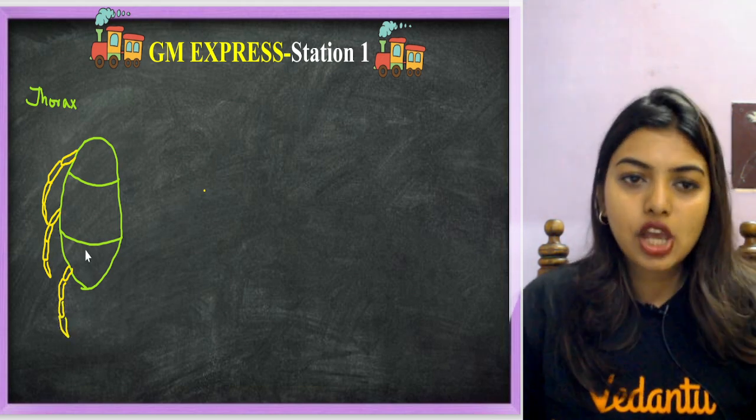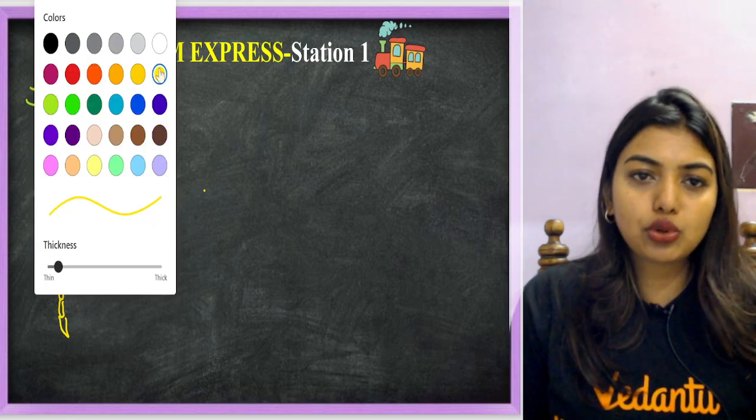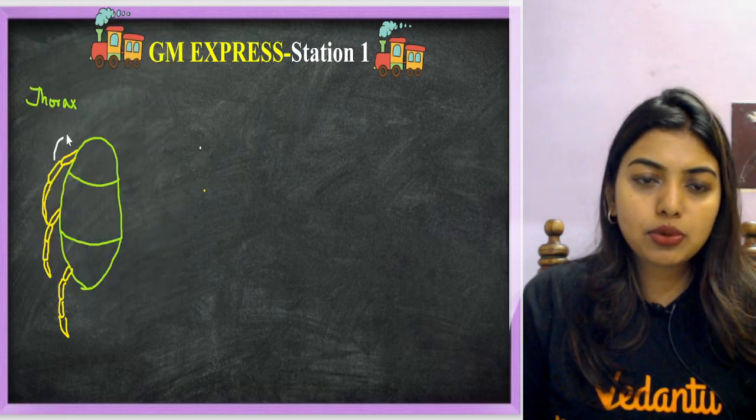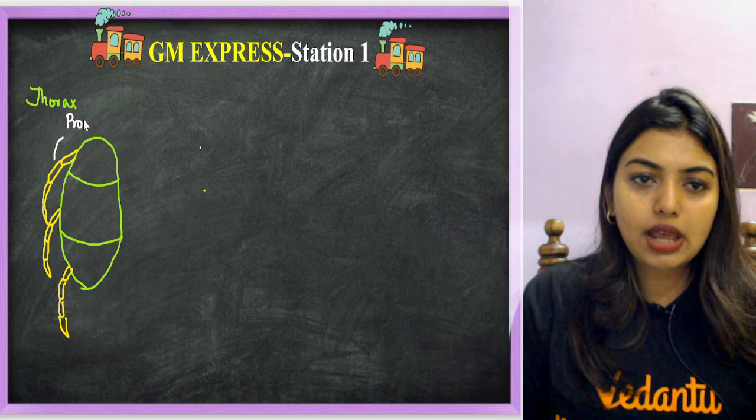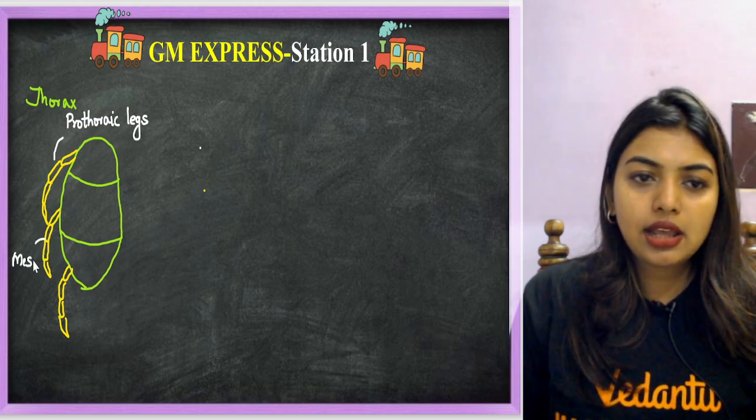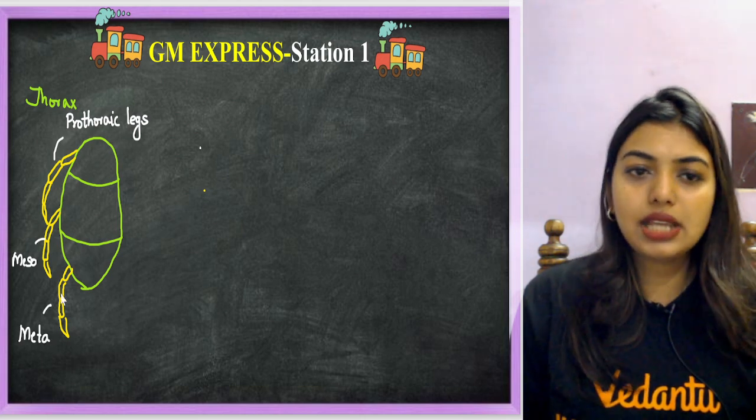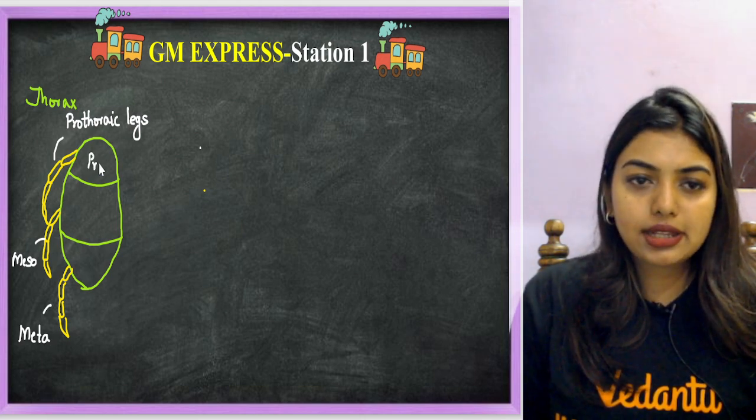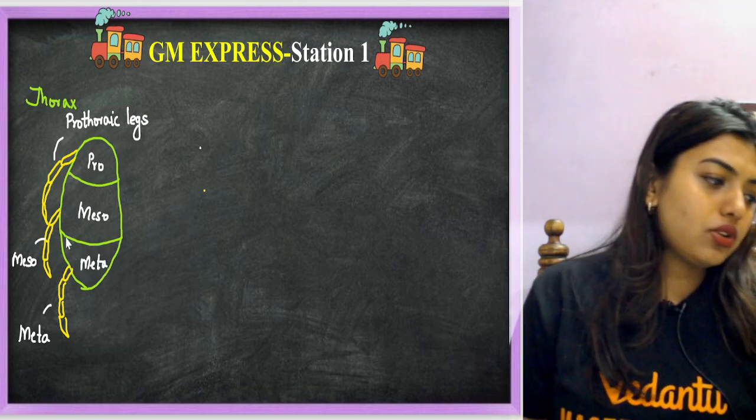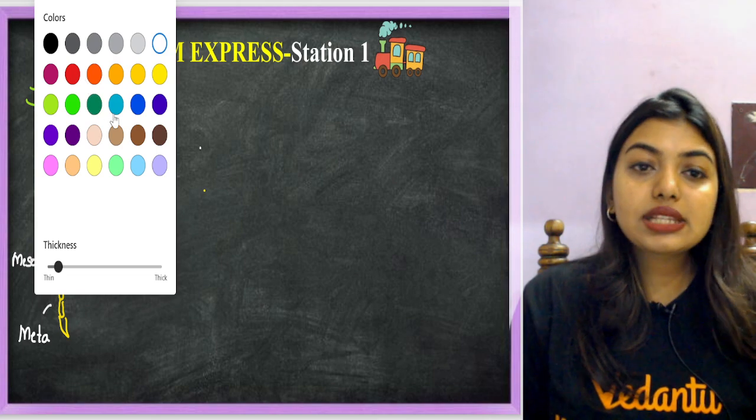Got it? The one that is coming from the prothorax will be called the prothoracic leg. The one coming from the meso will be called the mesothoracic leg. The one coming from the meta will be called the metathoracic leg. Yes or no? So this is prothorax, this is mesothorax, and this is metathorax. Clear? Now the wings are going to arise, right?